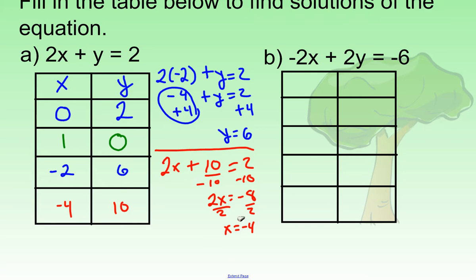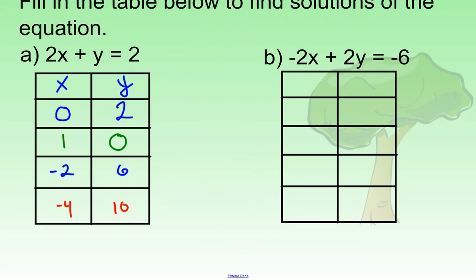Letter B. I'm going to erase this middle stuff. So we're going to start the same place we did before. I'm going to start with our x and our y, plugging in 0 for x and 0 for y. Those are the easiest two to start with. So we're going to start there.